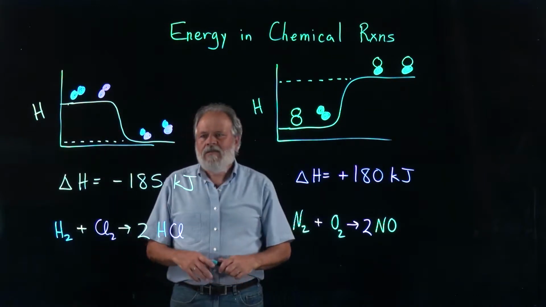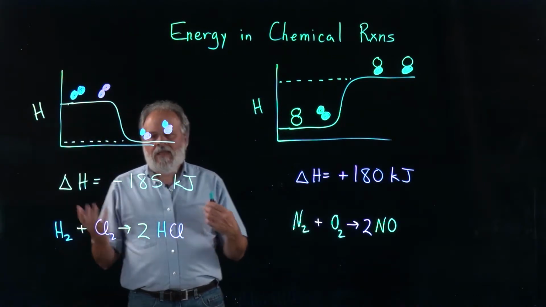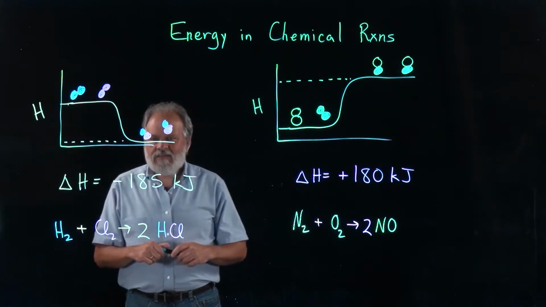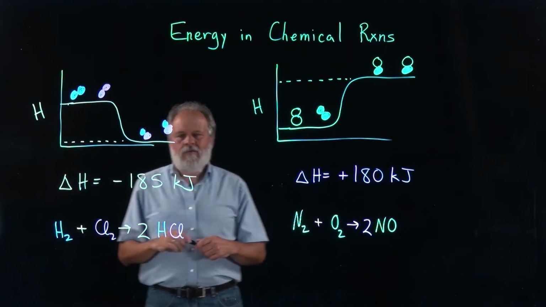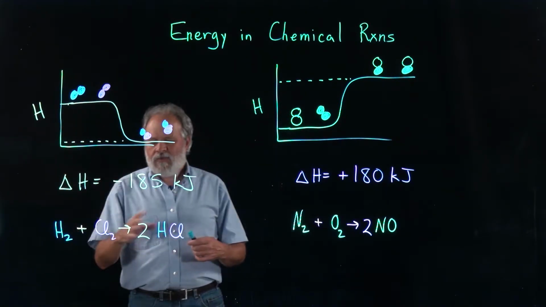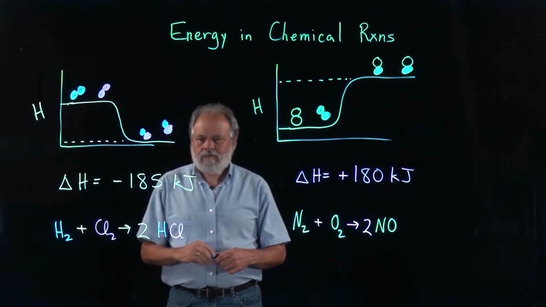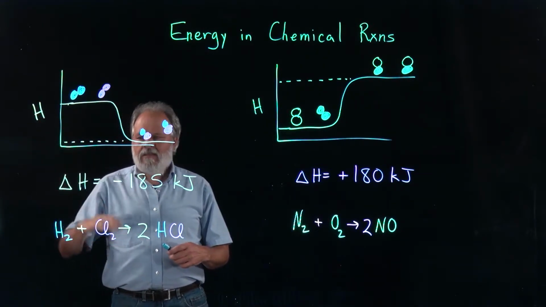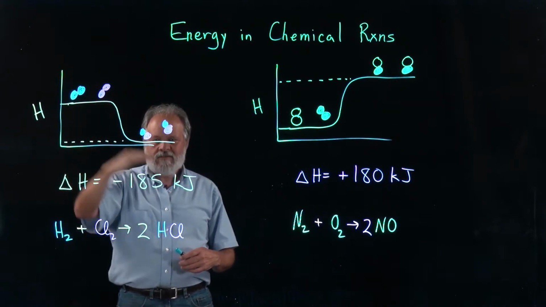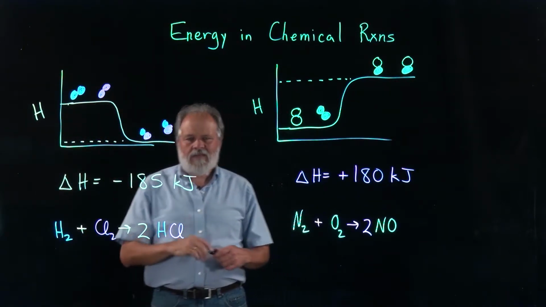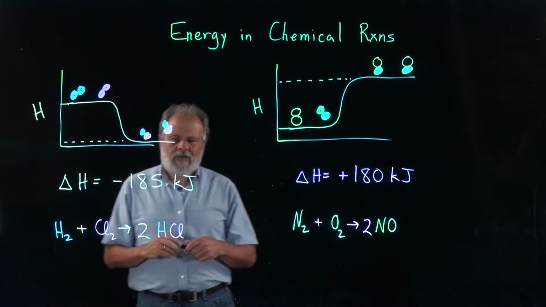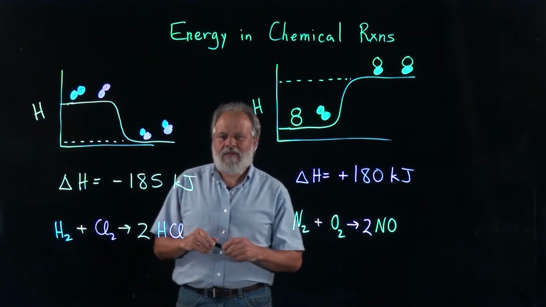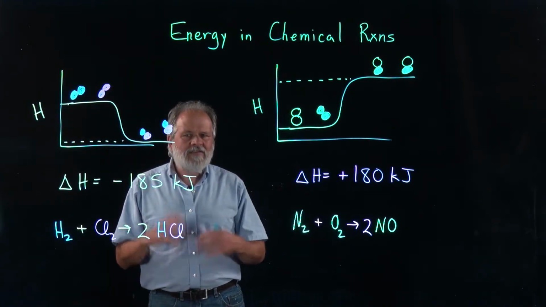And so the energy change is going to be negative for this particular chemical reaction. And so if delta H, the change in the enthalpy, is negative, this is the case you get. This is minus 185. This is called an exothermic reaction. This is the most common type of reactions. And exothermic reactions give off heat.